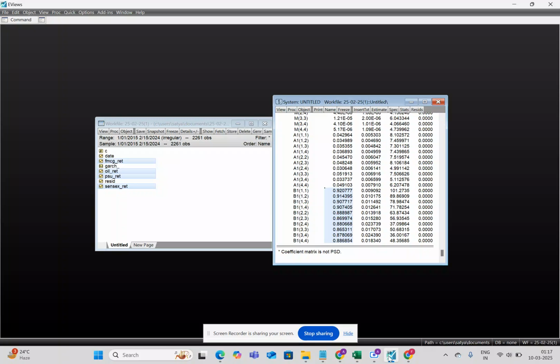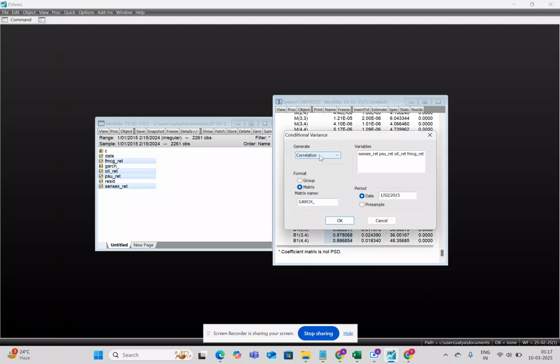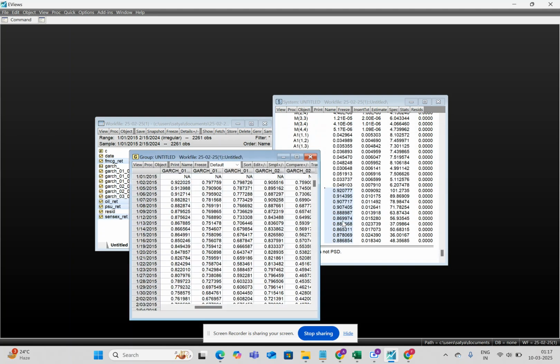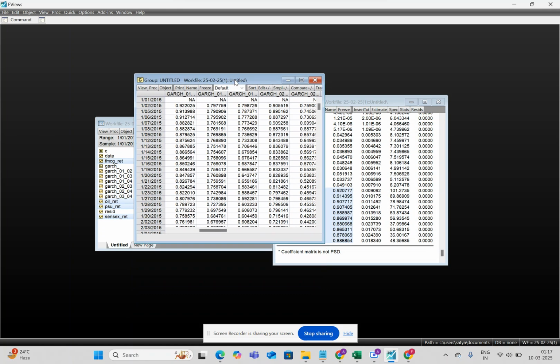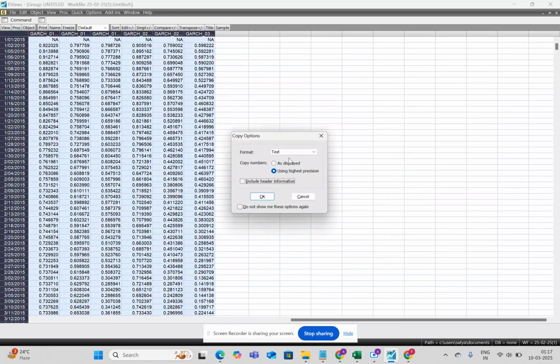So we were doing the dynamic conditional correlation matrix. We were trying to find that out. So we go to Proc, then Conditional Covariance, and then Correlation. Previously we had done it in the matrix format. Now we would do group, right? So here is our data. Let us copy it and paste it to Excel.